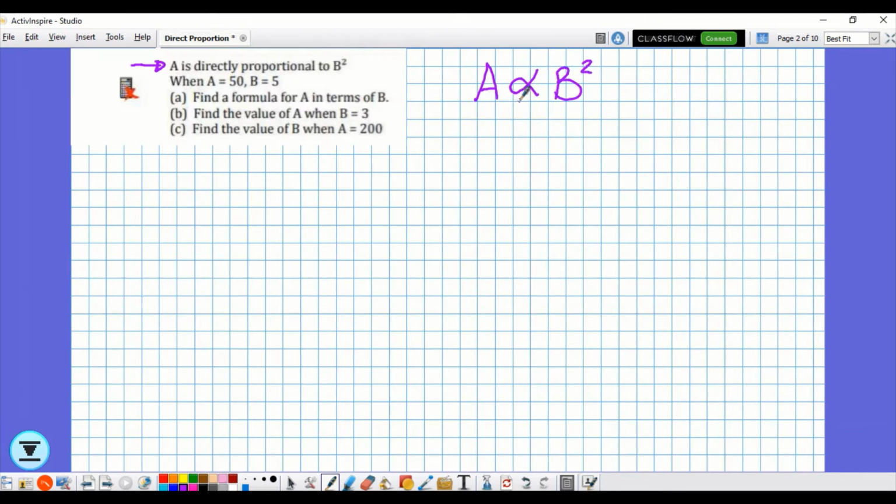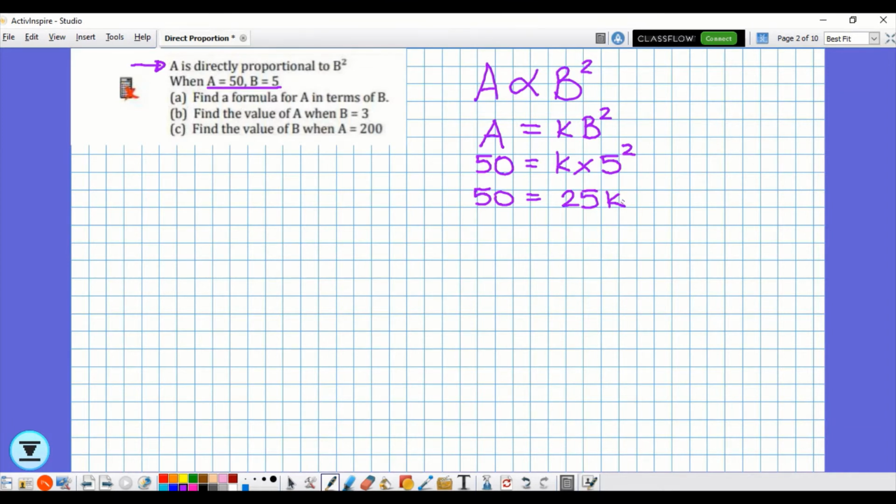Now, because we need it in a formula, I'm going to change this proportional sign for equals K. So I know that A is equal to K times B squared. Now they've given us this information. So when A is 50, B is equal to 5. So I'm going to substitute those values in. So when A is equal to 50, B is equal to 5. So I have 5 squared. Simplifying that, we have 50 is equal to 25k.